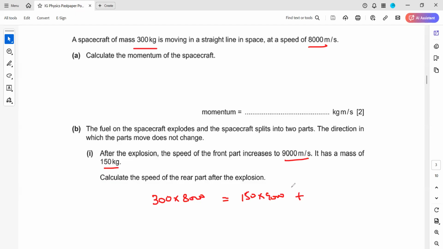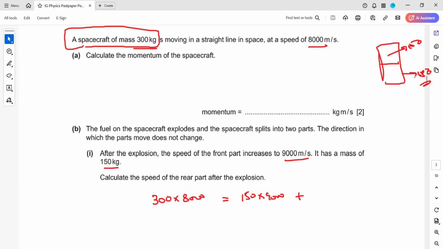Plus, what will be the mass of the rear part? The total mass of the spacecraft was 300. If the mass of the front part is 150, what is the mass of the rear part? That will also be 150. So 150 times v. We don't know its speed. Now we just simplify.